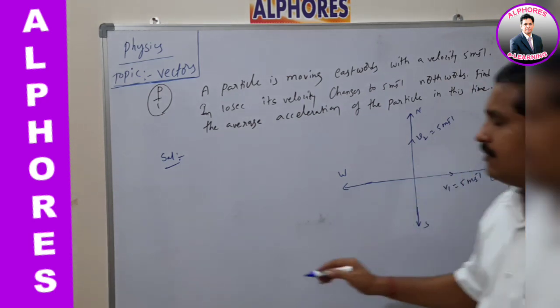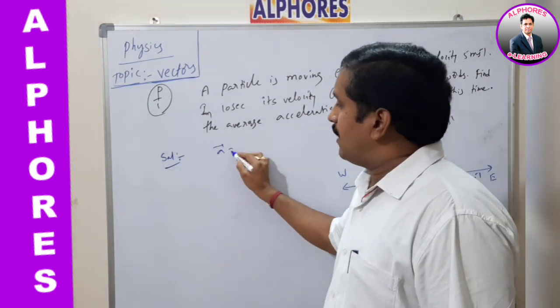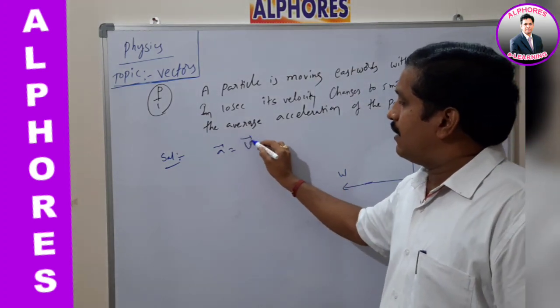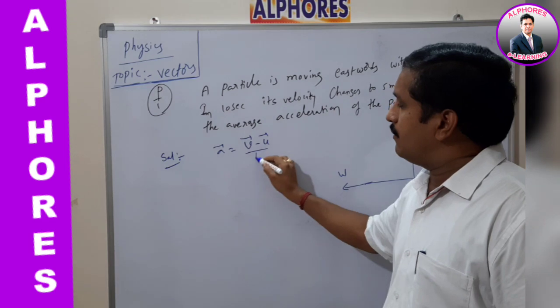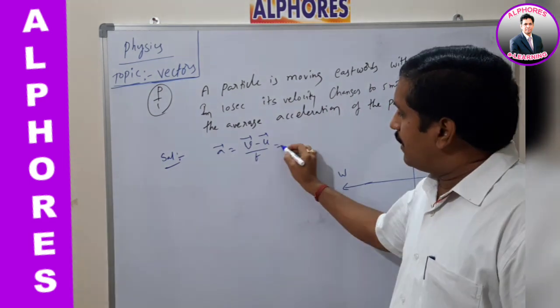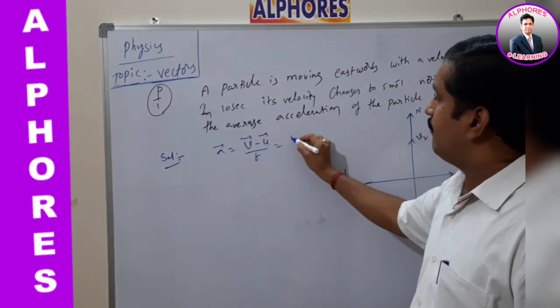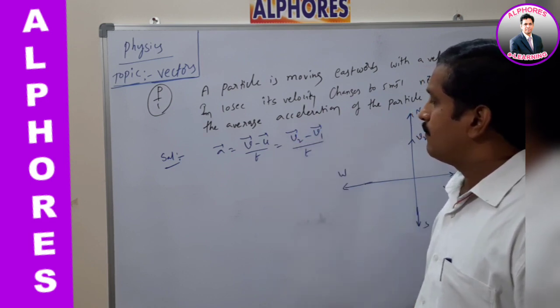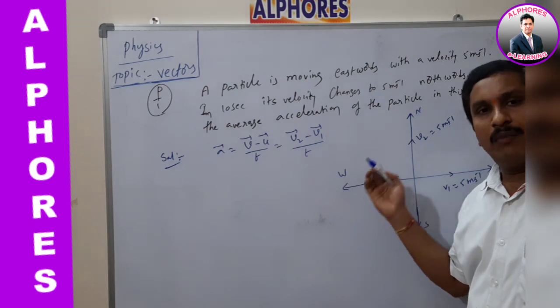So, as per our knowledge, acceleration is equal to, what is the formula? Please tell me. Acceleration is equal to change in velocity, generally v bar minus u bar by t. It can be written as, with v bar the final velocity I am taking v2, so here I am taking v2 bar minus v1 bar by t.